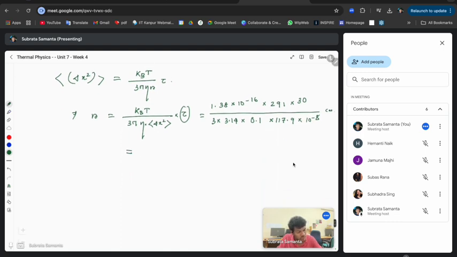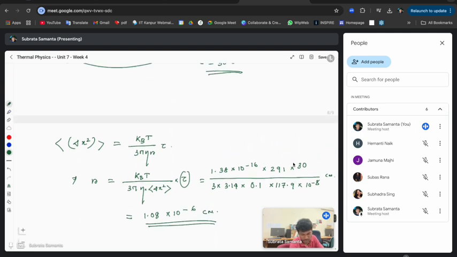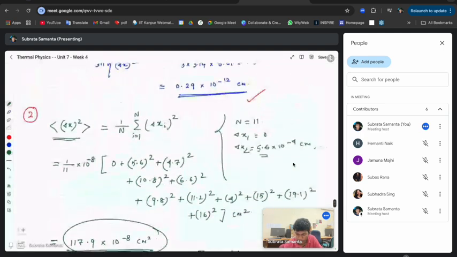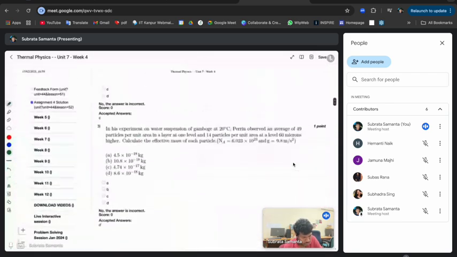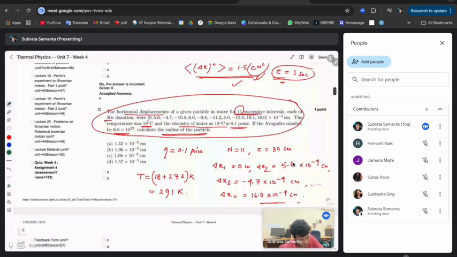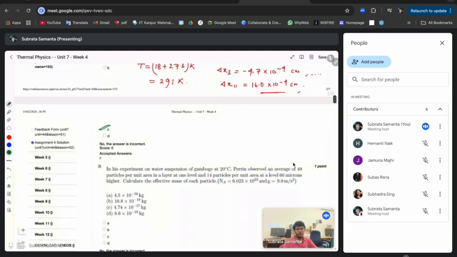So use your calculators and calculate the value. It gives 1.08 times 10 to the power minus 6 centimeter. Let's check whether this is in the options or not. 1.08 into 10 to the power minus 6, yes, so for problem 2, it is option C. So option C is correct. Any questions, any doubts?